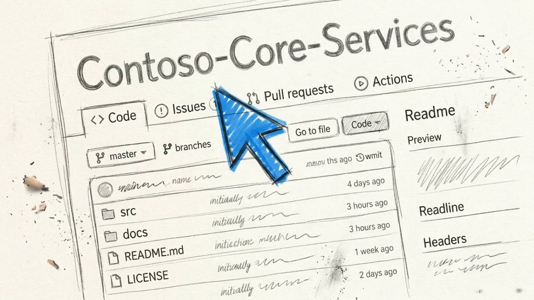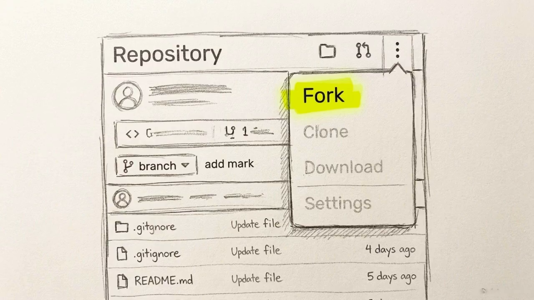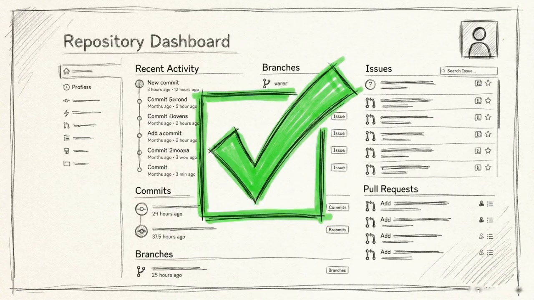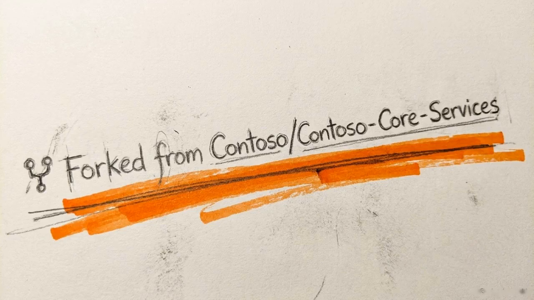To start, navigate to the target upstream repository within the Azure DevOps web interface. Open the ellipsis menu in the upper right and select Fork. We recommend unchecking the Include All Branches option to bring only the default branch into your workspace, which keeps the repository history clean. Once the process completes, verify the link by looking below the repository title. A Forked From indicator will confirm that your copy is successfully mapped to the original project.